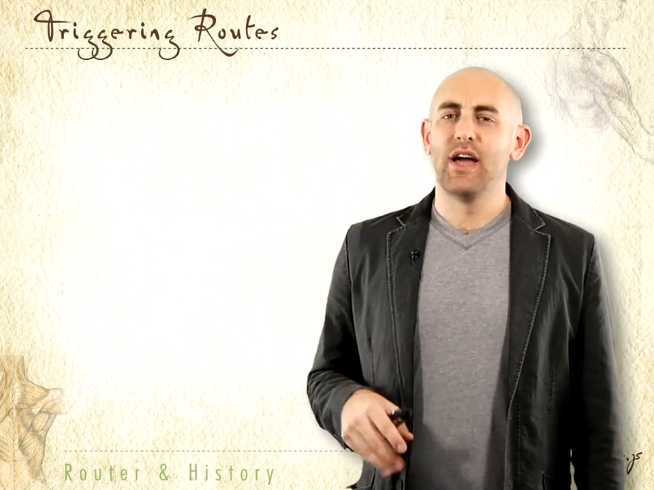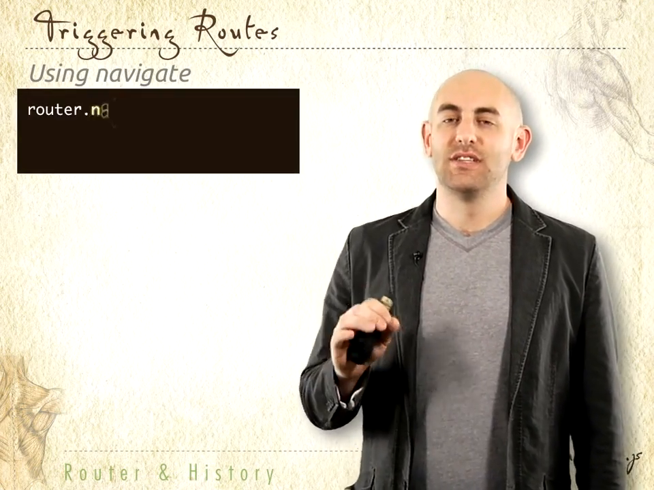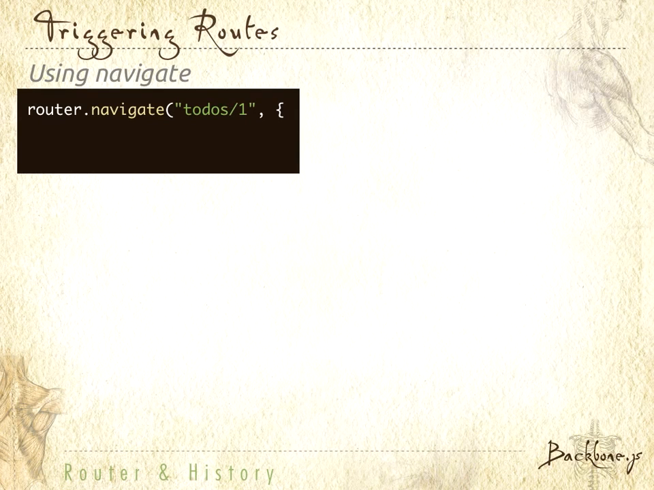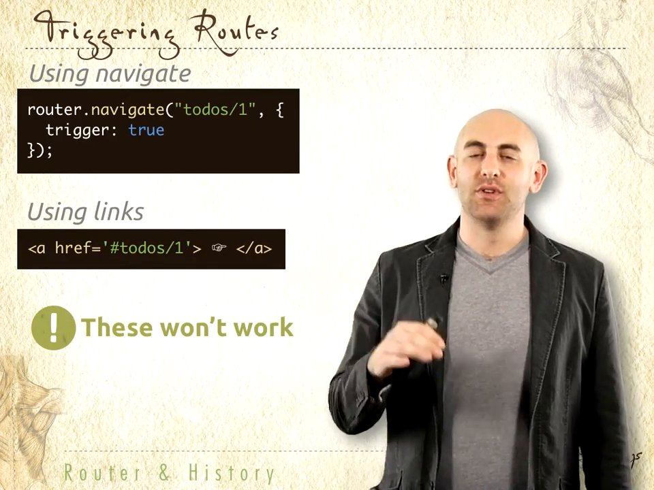Now you may be wondering, how do we trigger these routes? Well, we can use the router's navigate function. With that, all we have to do is pass in the URL as the first argument. And if we actually want to trigger the action, we pass in trigger: true. If we didn't pass in trigger: true here, the browser URL would update, but our action would not be called. And of course, we can just use normal links. Unfortunately, these aren't actually going to work yet.